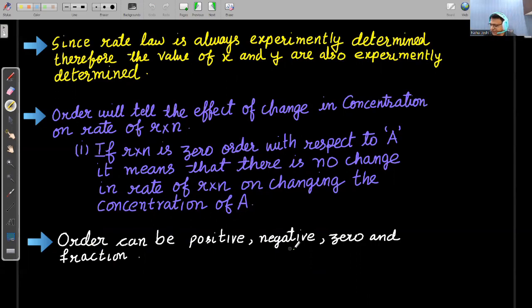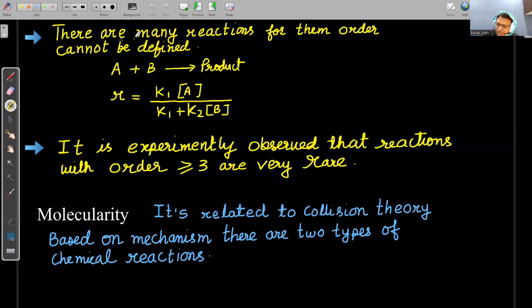Order can be positive, negative, zero, or a fraction. So order can be many kinds of things: an integer, a negative integer, a positive integer, a fraction, zero, right? Many things are possible, and this is experimentally determined. There are many reactions for which order cannot be defined. For example, this is a reaction from experiment where we got this differential rate law equation. For this, we cannot define the order of the reaction, because whenever we talk about the order of the reaction, the rate law must be in this form.